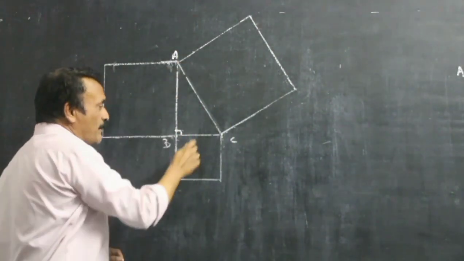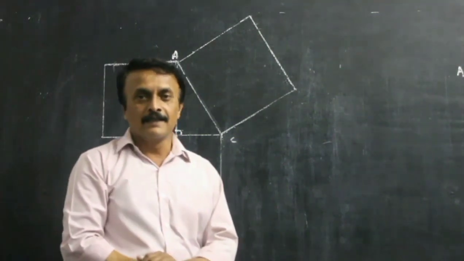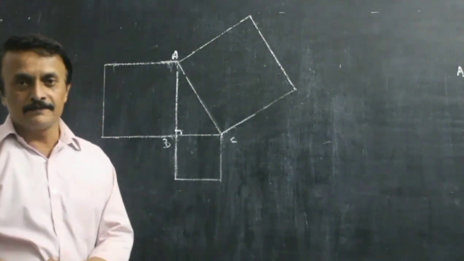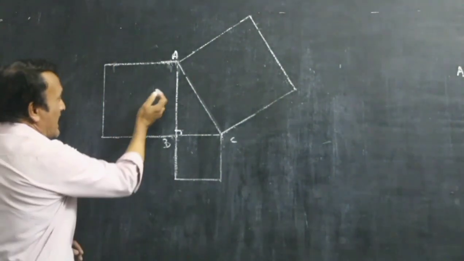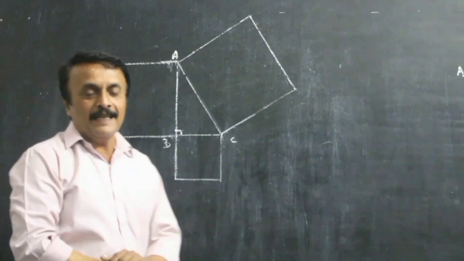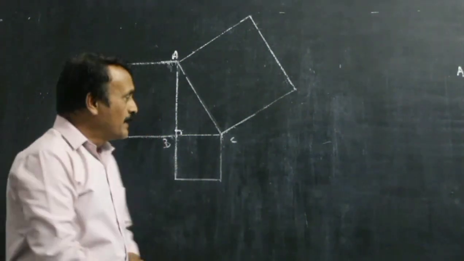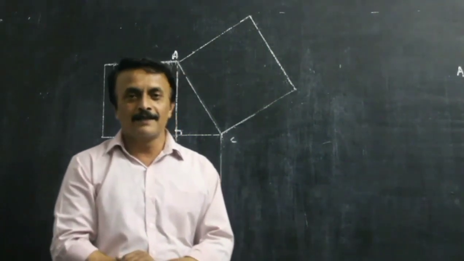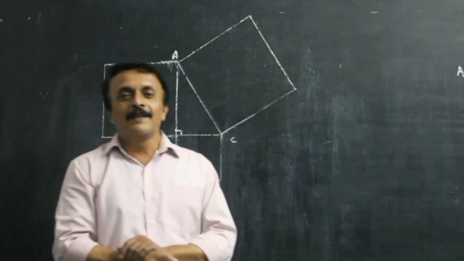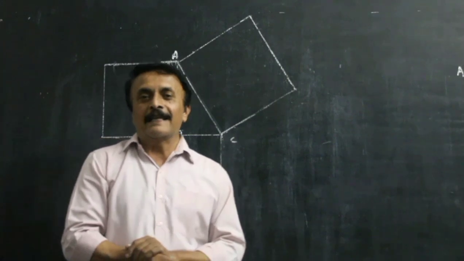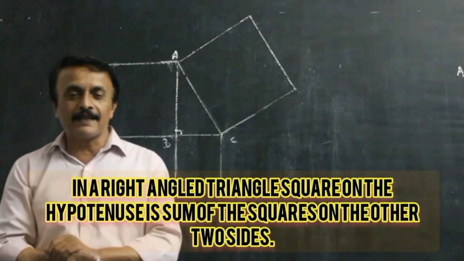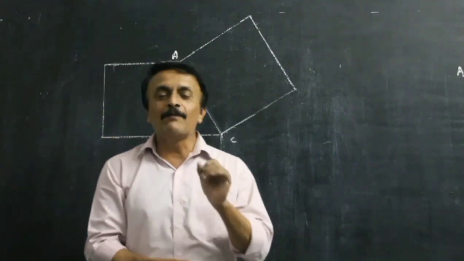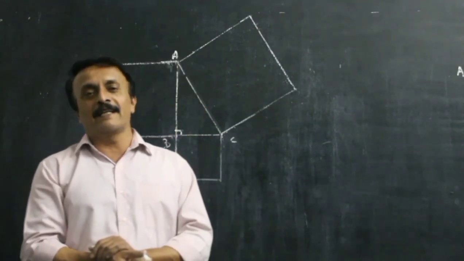Here AB and BC are the two sides. Here just observe, I draw the square on the hypotenuse. In the same way, I draw the square on AB. In the same way, another square that is drawn on BC. So for that purpose only, here statement takes like this. In a rectangle triangle, square on the hypotenuse is the sum of the squares on the other two sides.